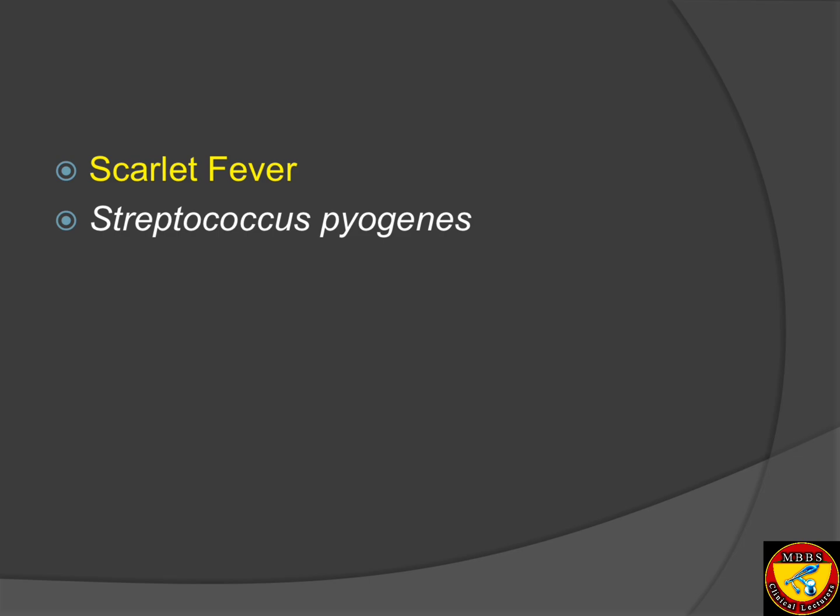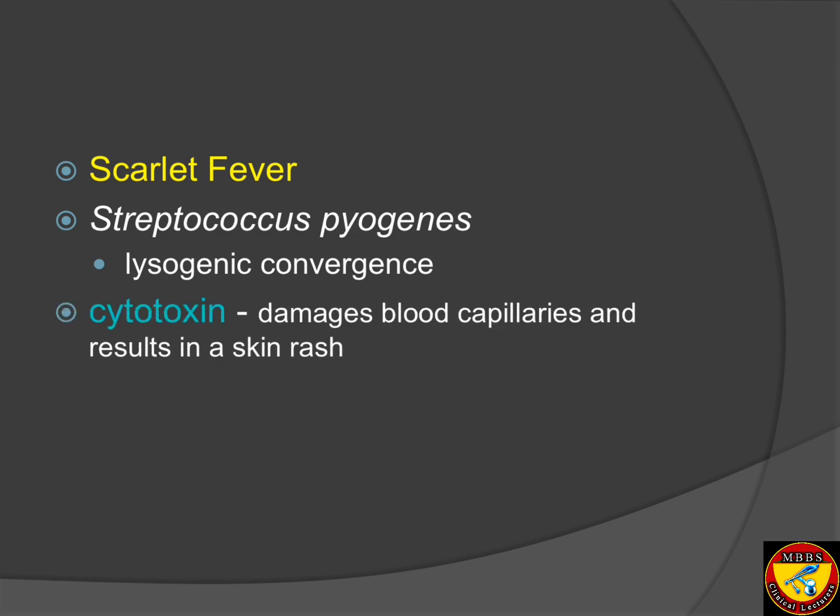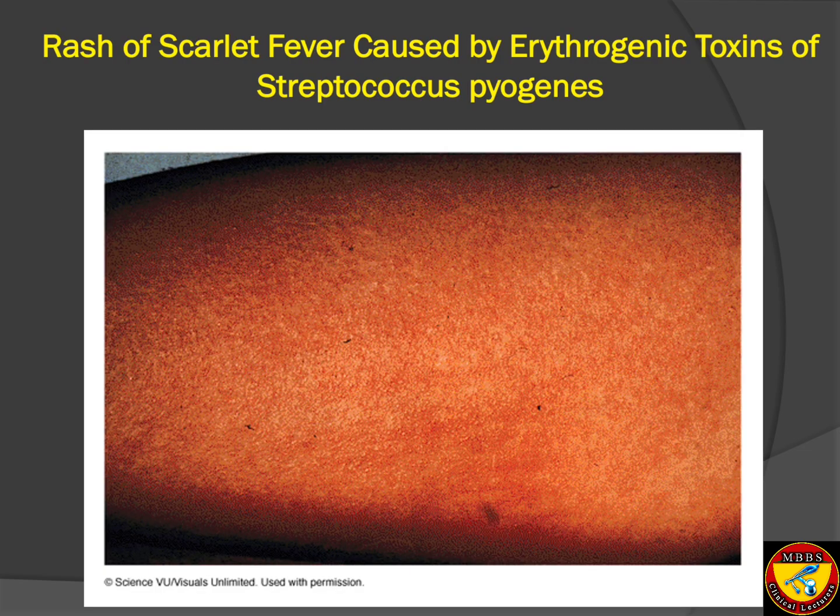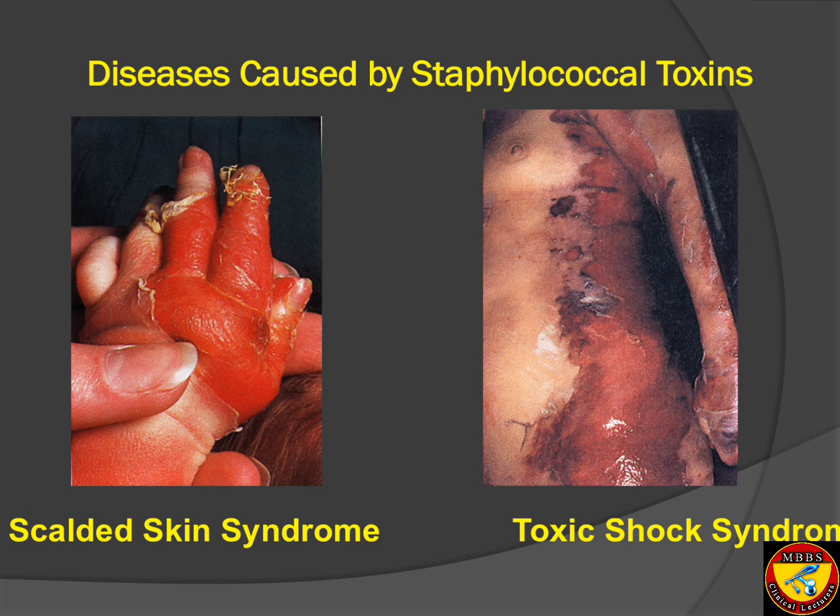So what happens in scarlet fever, which is caused by Streptococcus pyogenes? It's caused by the exotoxin, which is produced by lysogenic conversion, and this cytotoxin damages the blood capillaries and results in a skin rash. It can also cause strep throat with a rash. This is a picture of the rash, where the skin becomes reddish. So this is a disease caused by streptococcal toxins. This is scalded skin syndrome. It looks like burn marks on the hand of this baby, and also toxic shock syndrome, which is because of this superantigen.